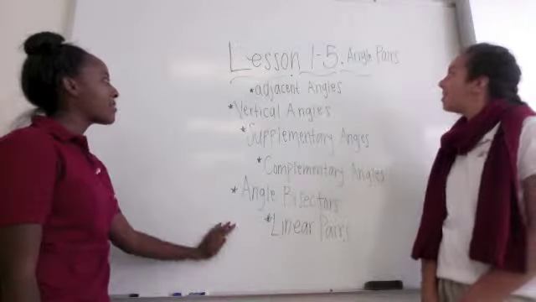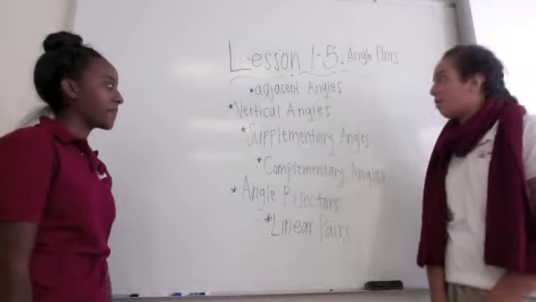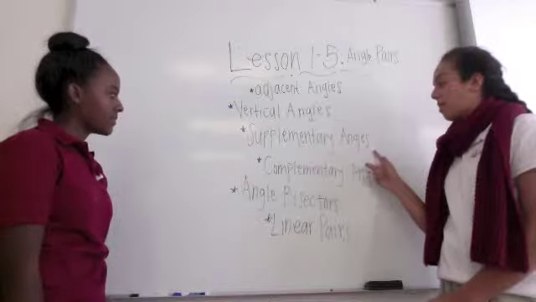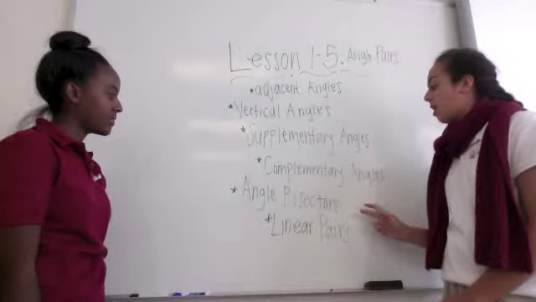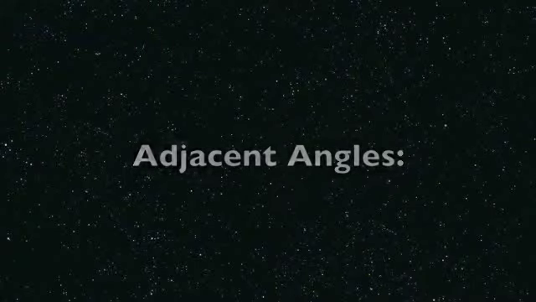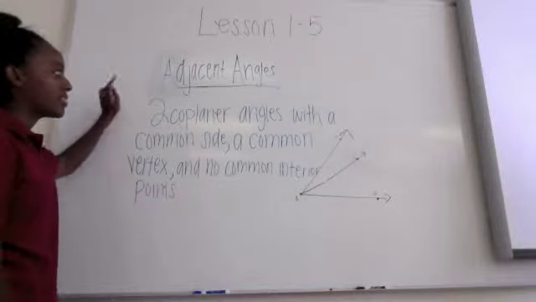In Lesson 1-5, we learned about 6 different angle pairs. The angle pairs we will learn about are adjacent angles, vertical angles, supplementary angles, complementary angles, angle bisectors, and linear pairs. The first angle pair we will talk about is an adjacent angle.